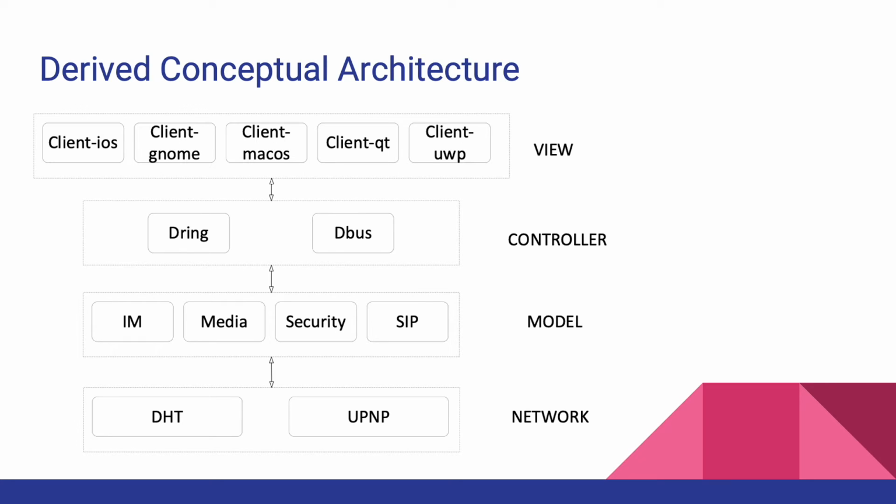This is our derived conceptual architecture. As discussed earlier, there are four major layers in the system of Yummy: view, controller, model, and distributed network. One thing we wish that we knew ahead of time was that the core of Yummy is not the controller, but the model, which we'll discuss later in the concrete architecture part.